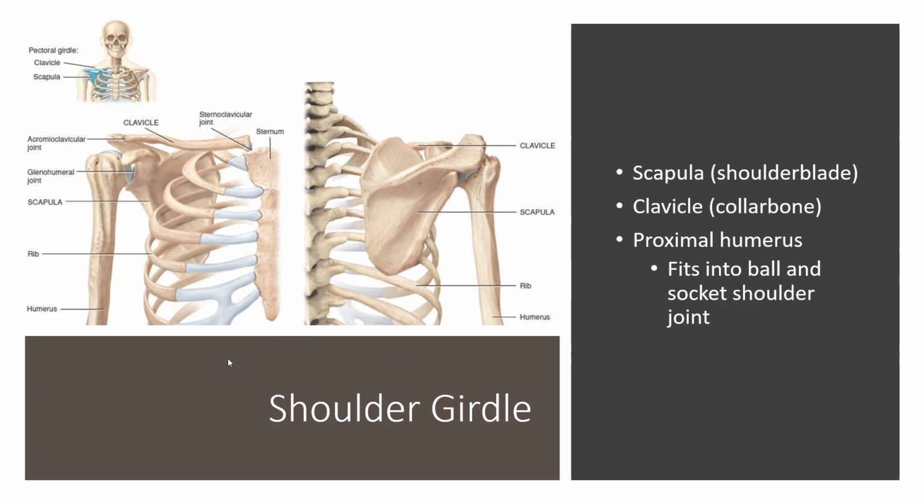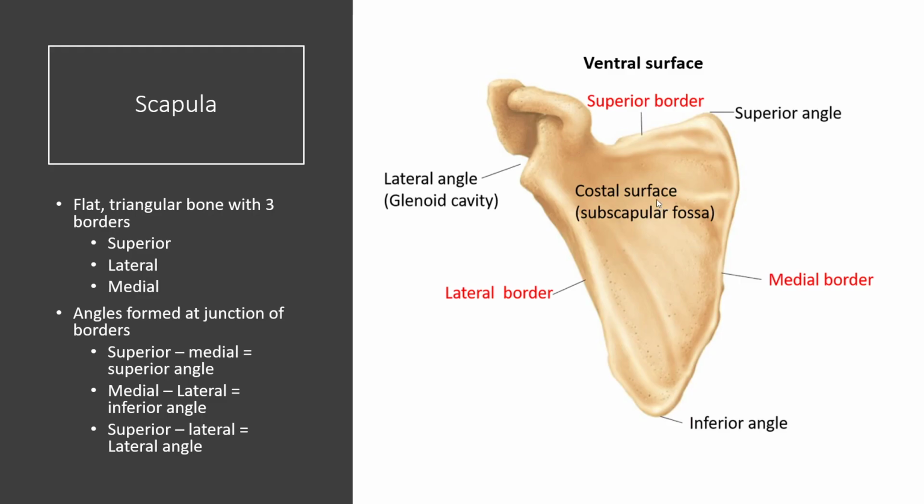Moving on, the shoulder girdle itself. So now we're considering, this is from the anterior, this is from the posterior. The shoulder girdle considers the clavicle, the scapula, and then the proximal humerus. The scapula we also call the shoulder blade, the clavicle is also called the collarbone, and then the proximal humerus, that's our ball for our ball and socket joint. The scapula is a very weird, flat, irregular bone.